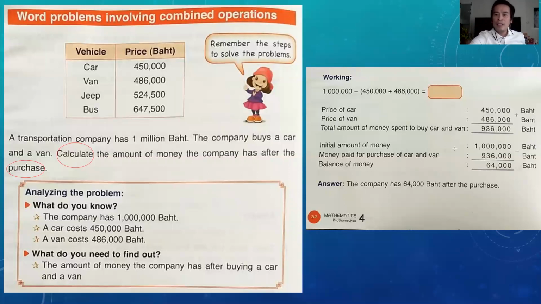Initial amount of money is 1 million. Since you know already how much were the car and the van, the balance of money is the money left. So 64,000 baht. After the purchase, the company has this amount of money. And we answered already our question.